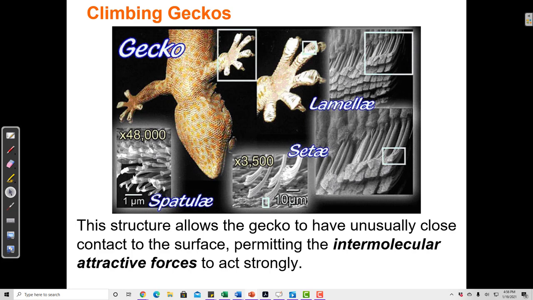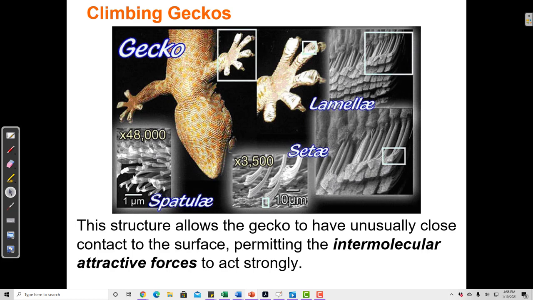And what allows a gecko to be able to climb up a wall and even onto a ceiling is not necessarily that their feet are sticky. Their feet don't feel like glue or tape. The attraction that the feet have to the wall is more like static electricity.